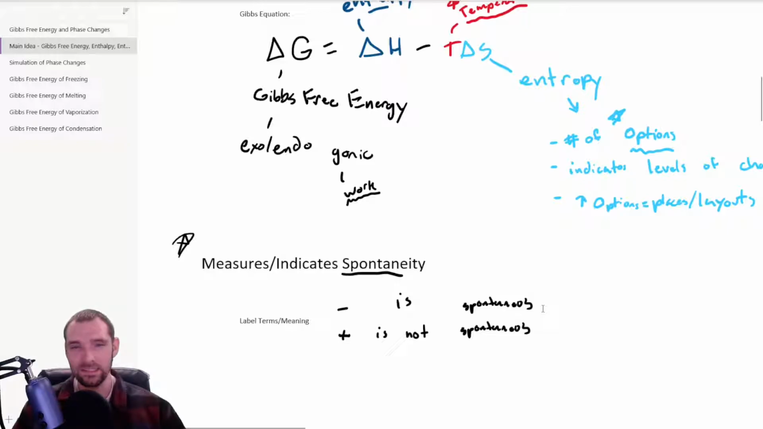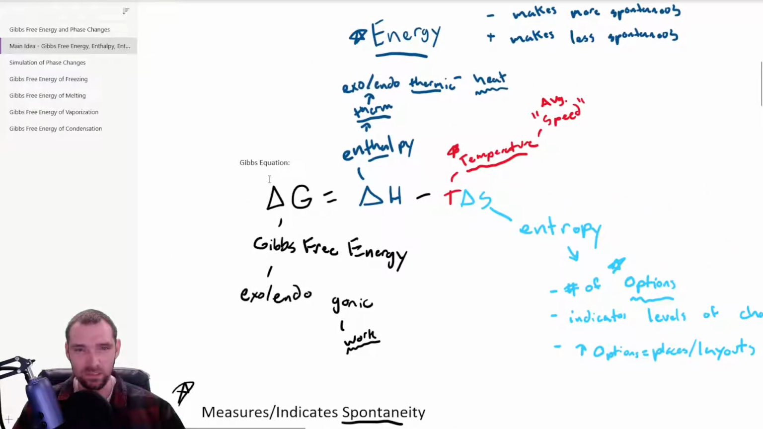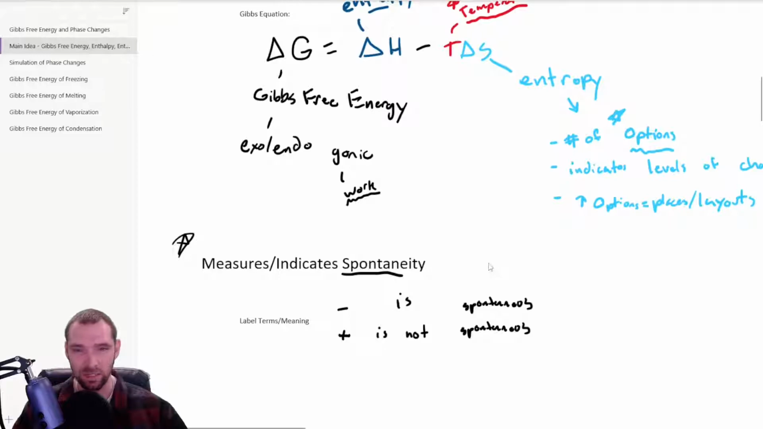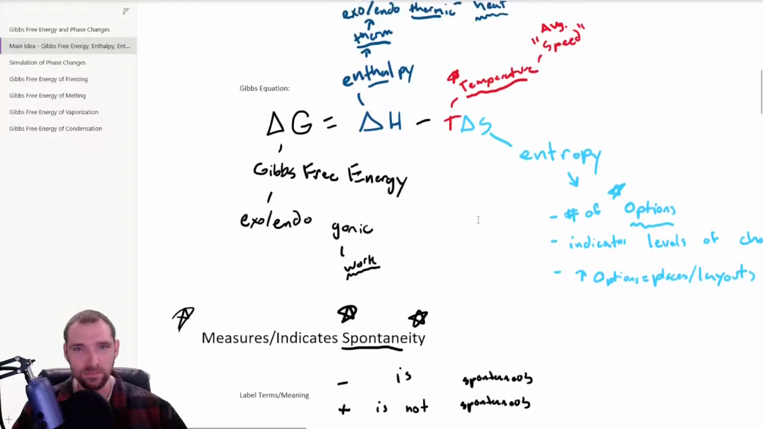Okay. So that's the first part, is that this is really an indicator of spontaneity. So when I see the G, I think spontaneity. That's the main word right there. This guy right here is what I'm thinking about when I'm thinking of G, or Gibbs free energy.